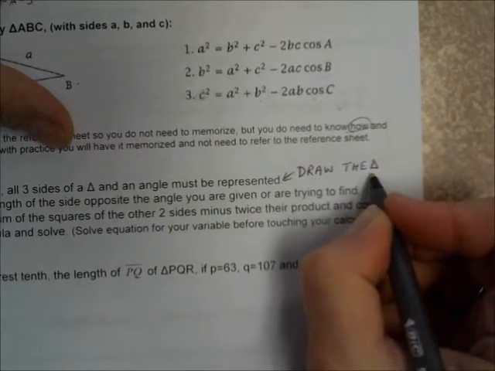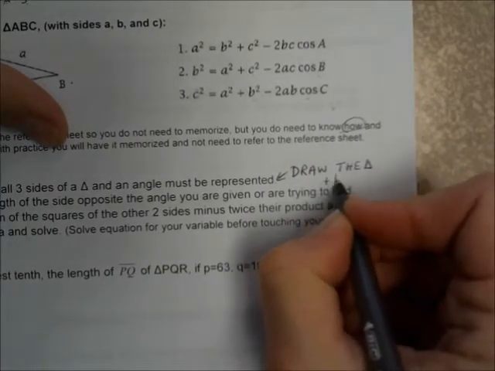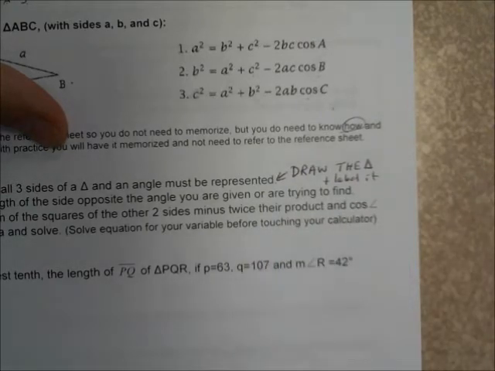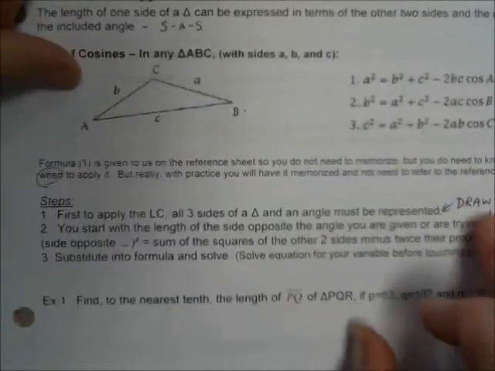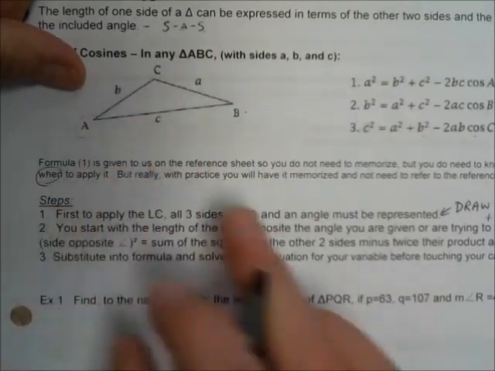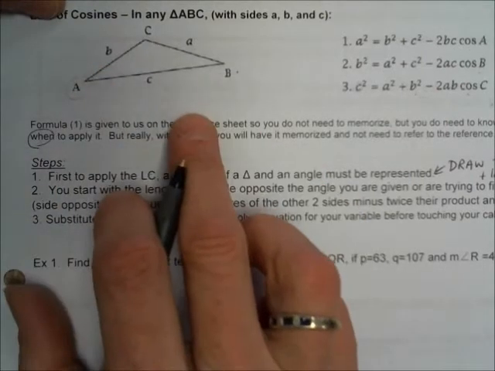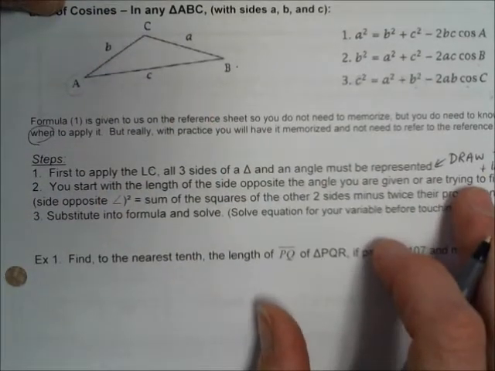So you're going to draw the triangle and you're going to label it with all three angles and all three sides with whatever letters they give you. It doesn't have to be A, B, and C. It could be R, S, T, and down here we've got a PQR triangle. So whatever the letters are, you're going to draw the triangle first.